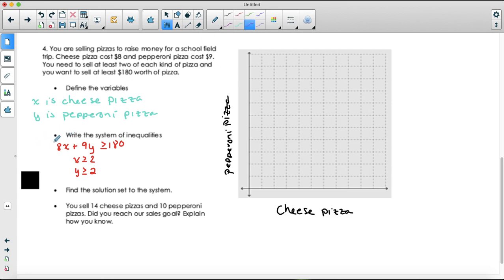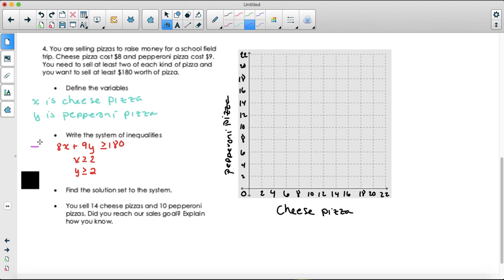We'll do that one in pink. Our Y's have to go up to 20, and our X's have to go up to 22.5. So let's count by 2's. So 2, 4, 6, 8, 10, 12, 14, 16, 18, 20, 22. So then the X's will go a little bit beyond that. And then the Y's, 2, 4, 6, 8, 10, 12, 14, 16, 18, 20, and 22.